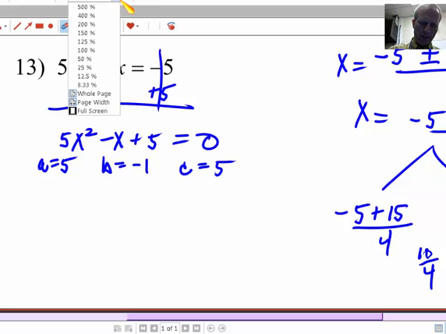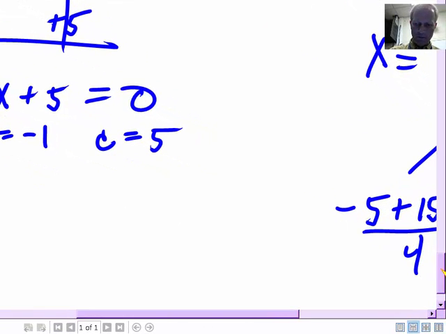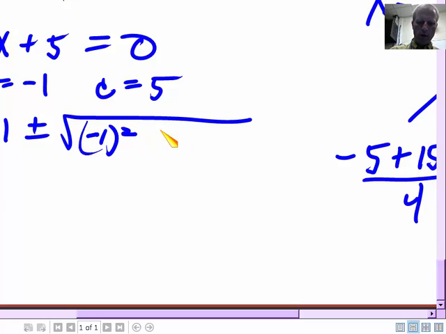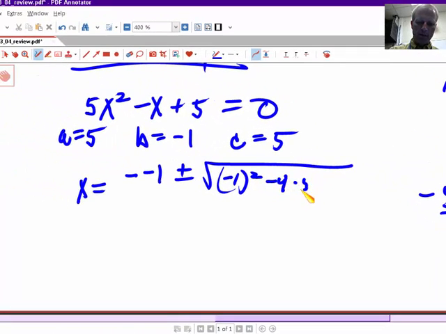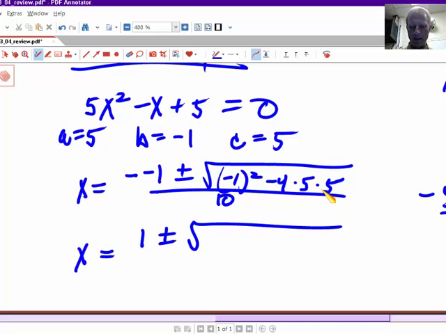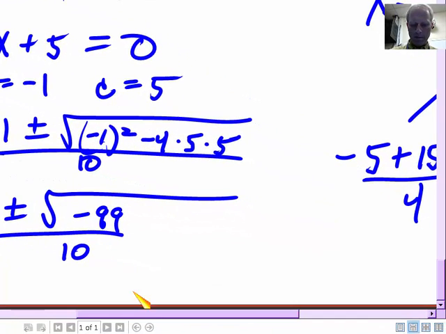So let's see if I can squeeze my work in here. Okay, so I would have -1 plus or minus square root of -1 squared minus 4 times 5 times 5 all over 10. So that's 1 plus or minus, now this ends up being 1 minus 100. 4 times 5 times 5 is 100. So 1 minus 100 is -99 over 10.